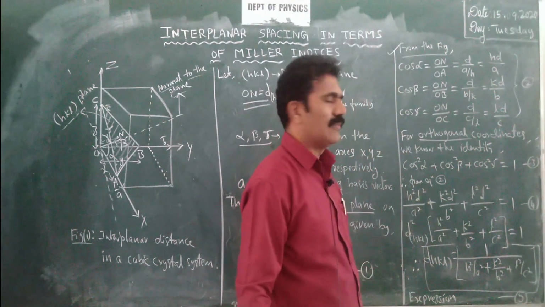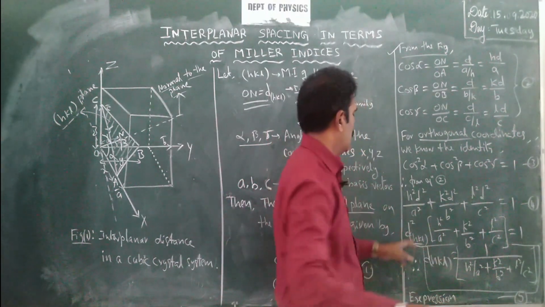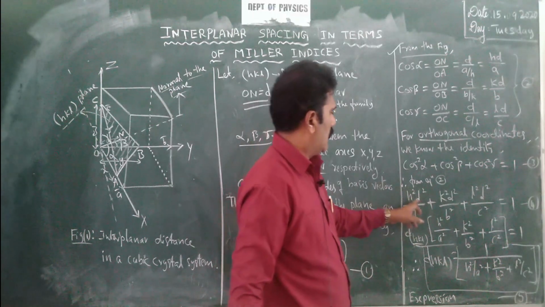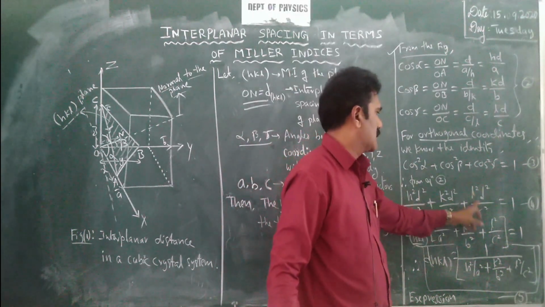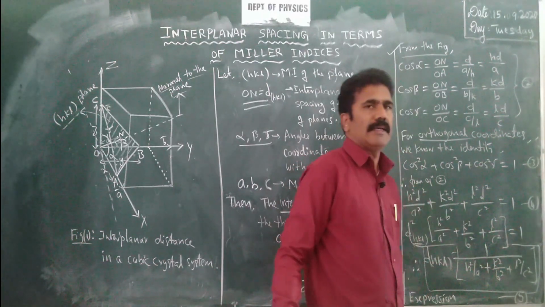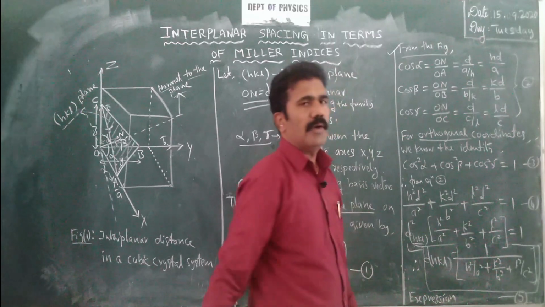Next step is just simplification. You take d as common, in terms of Miller indices, d hkl, so d is taken common. Left with, inside the bracket, h square by a square plus k square by b square plus l square by c square, is equal to 1 again. So by cross multiplication we get the required equation here.